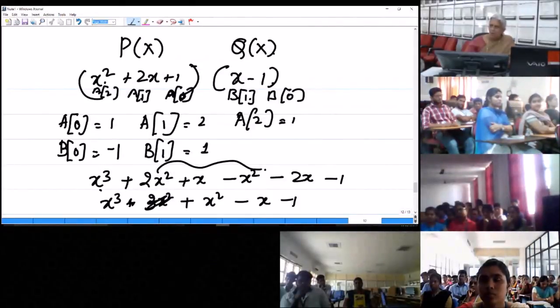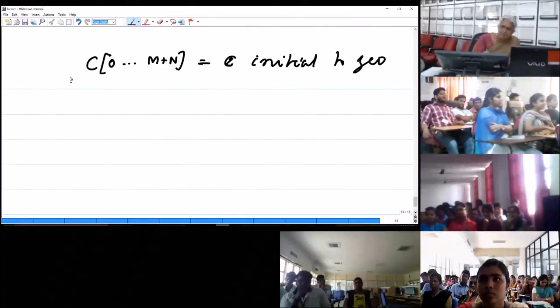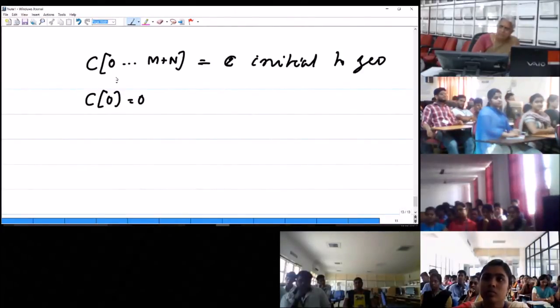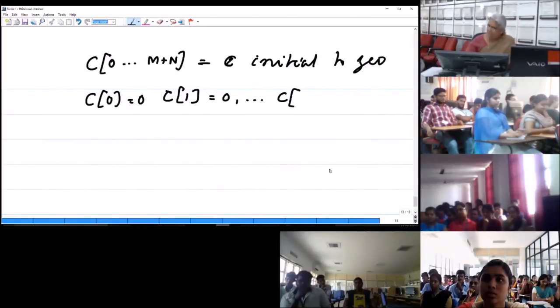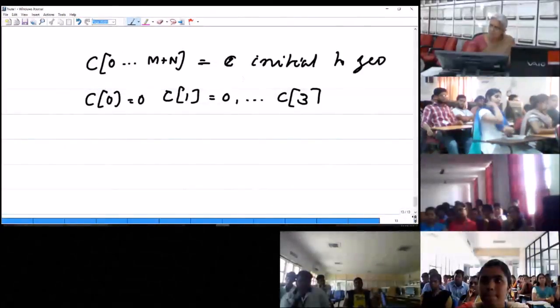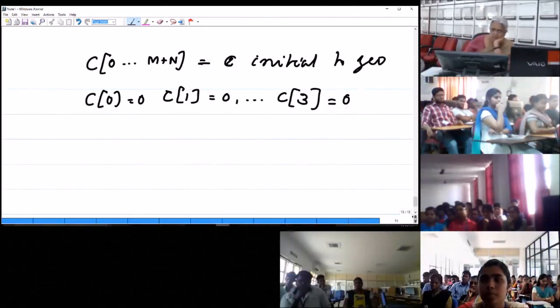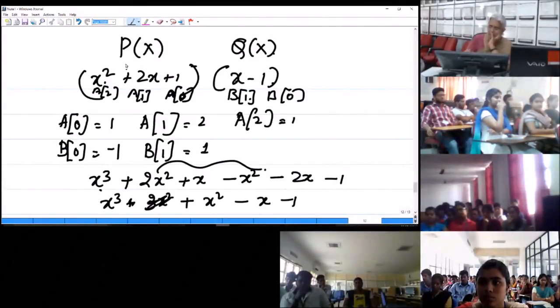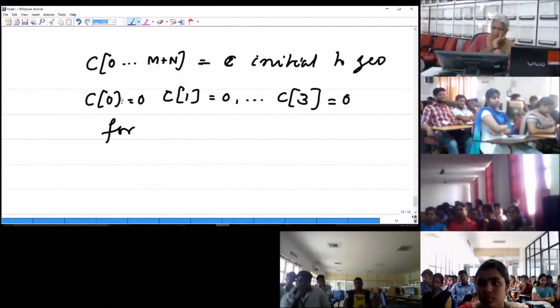Where should this be accumulated? The idea is very simple. Let's look at this particular problem. I have C of 0 equal to 0 initially, up to the maximum degree possible, which is 3, so C of 0 up to C of 3 is equal to 0. This is what I initialized first. Then, if you notice the problem here, every term of A is multiplied with every term of B. That means I have two loops, one loop going through the array A, another loop going through the array B. And let's see how we do this. I will just have a simple statement like this.